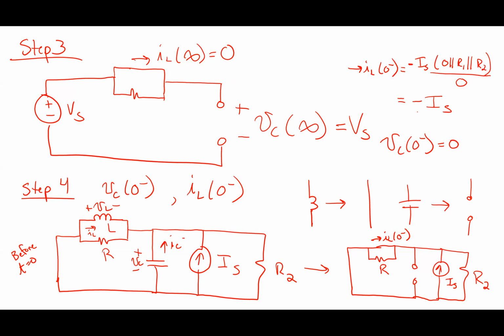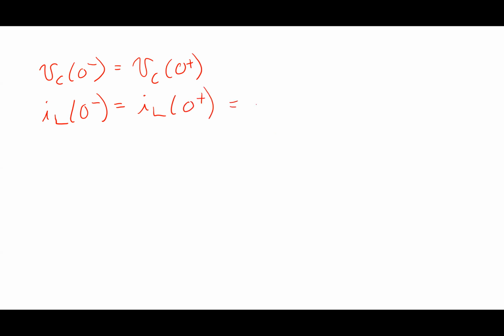Now, the other thing as part of my step 4 is I say V sub C of 0 minus and I sub L of 0 minus. What are those always equal to? The value of the capacitor voltage at 0 minus. How does that relate to the value of the capacitor voltage at 0 plus? Same, right? And I sub L of 0 plus, so this is negative I sub S. This is 0. Now, step 5.